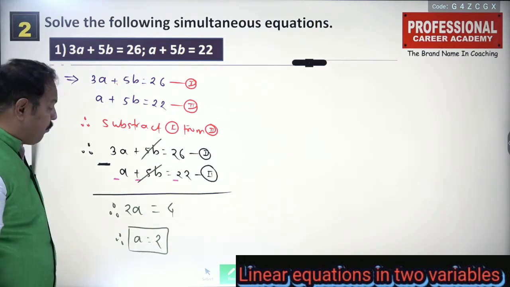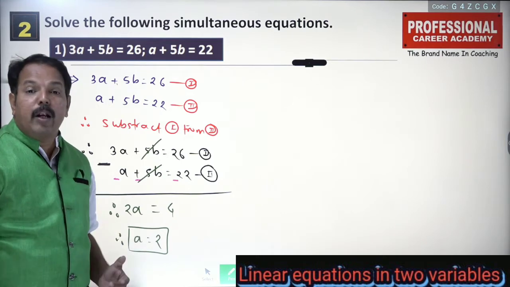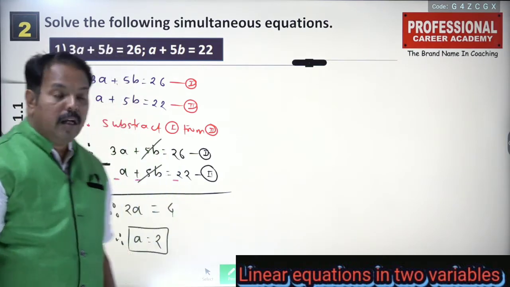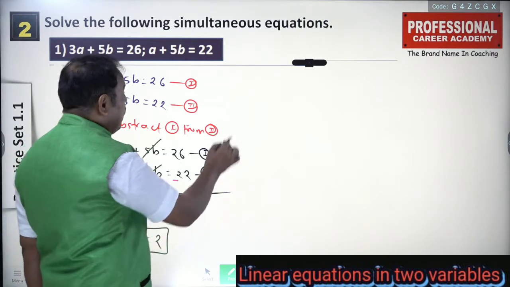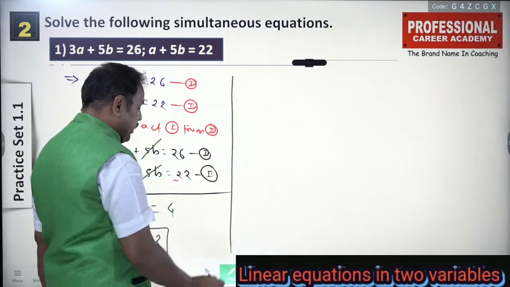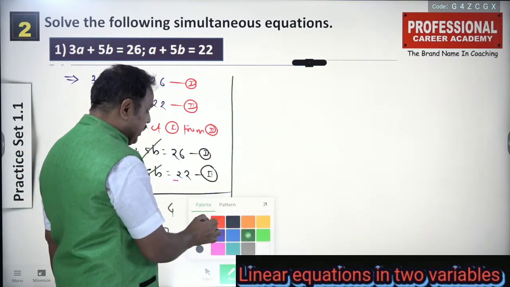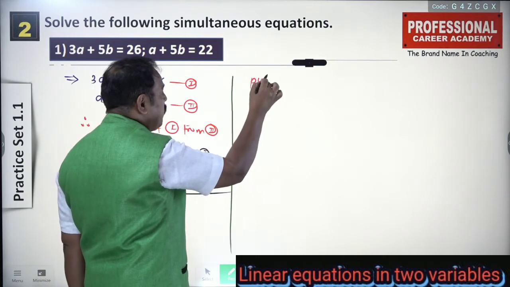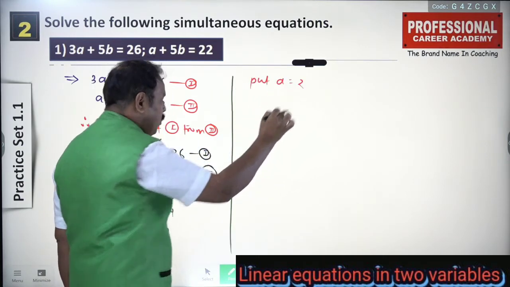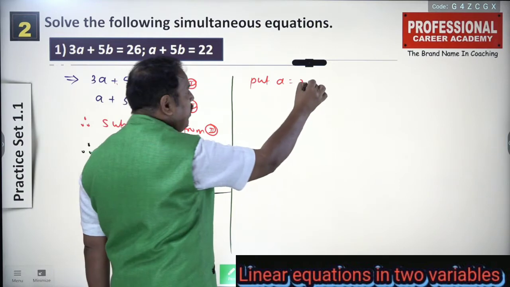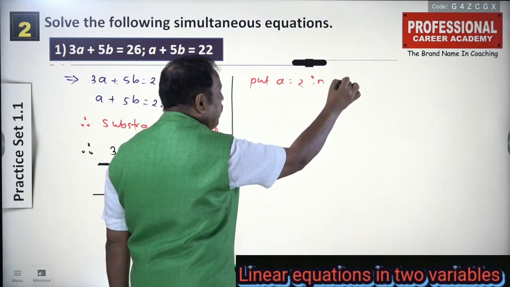A is equal to 2. Now once you get the value of at least one of the variables, then put that value in any of the equations, that is either 1 or 2. Means we can say put a is equal to 2 in equation number 1.